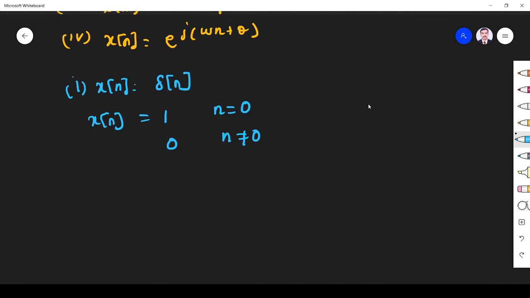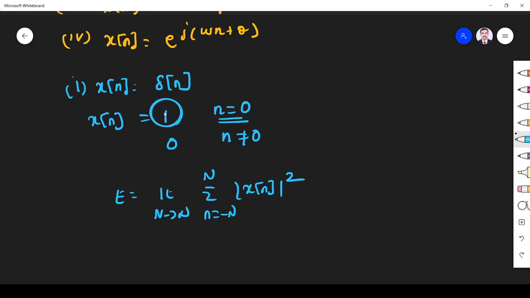Now we find energy. What is the equation for energy? Energy is given by limit n tends to infinity, summation n goes from minus n to plus n, x of n square. This is the formula for energy. So x of n is del of n, which exists only at n is equal to 0. Even though n varies from minus n to plus n, our signal exists at only n is equal to 0. At that time the value is 1. So you don't need to do anything, just simply put 1, because the x of n exists.